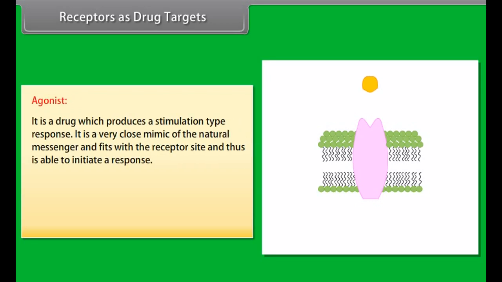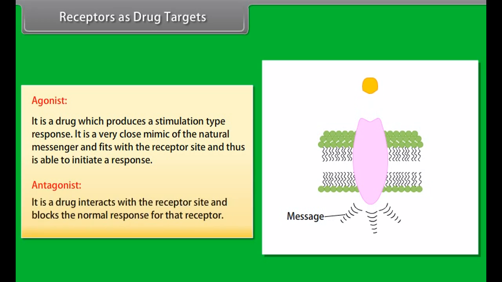An agonist is a drug which produces a stimulation-type response. It is a very close mimic of the natural messenger and fits with a receptor site and thus is able to initiate a response. An antagonist drug interacts with the receptor site and blocks the normal response for that receptor.